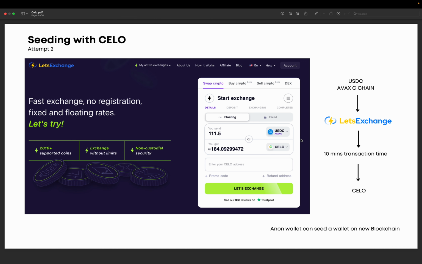I don't believe the fees were huge. I think it was a pretty good price, and there's a floating and a fixed price actually. I think I went for floating. I can't really remember, but this is a really good, non-custodial way to be able to seed a wallet. So you can do that with loads of different chains.